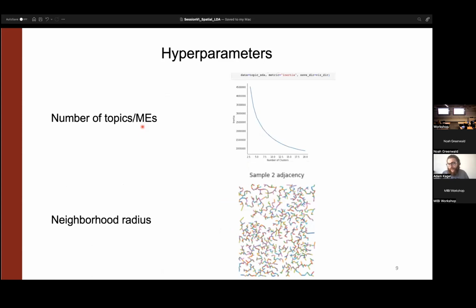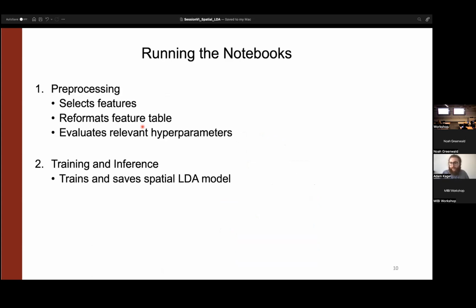Hyperparameters for this model are pretty much exactly the same as k-means. You're going to need a number of topics, which is analogous to a number of clusters, and you're going to need a neighborhood radius, analogous to the neighborhood radius in k-means. Walking through the notebooks, there's first the pre-processing notebook, which will help you configure these hyperparameters and reformat your data into a format that the algorithm prefers. And then there's the training and inference notebook, which will actually train and run the spatial LDA model.